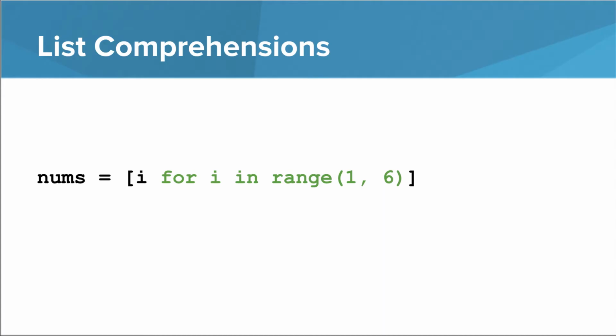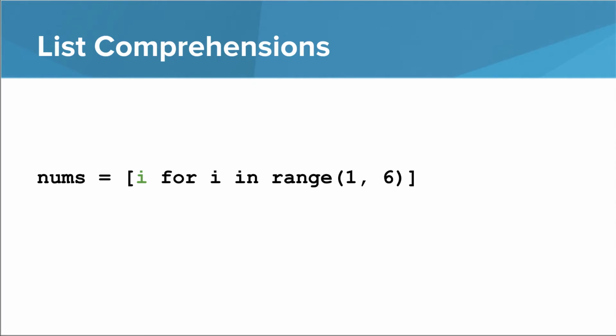This part is basically a for loop in disguise. It should look weird because it doesn't have a body and it appears in the middle of a bunch of code. But it still behaves similarly. It assigns numbers to I from a range starting at 1 and going up to but not including 6. The thing to the left of the for loop is the thing we want to append to our list each time the for loop ticks.